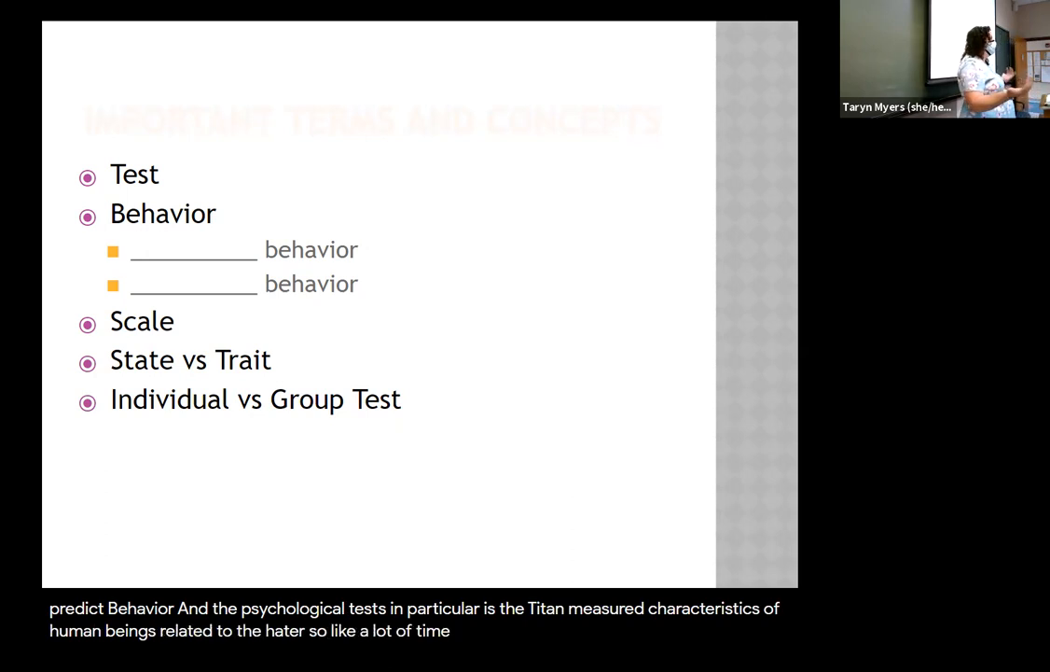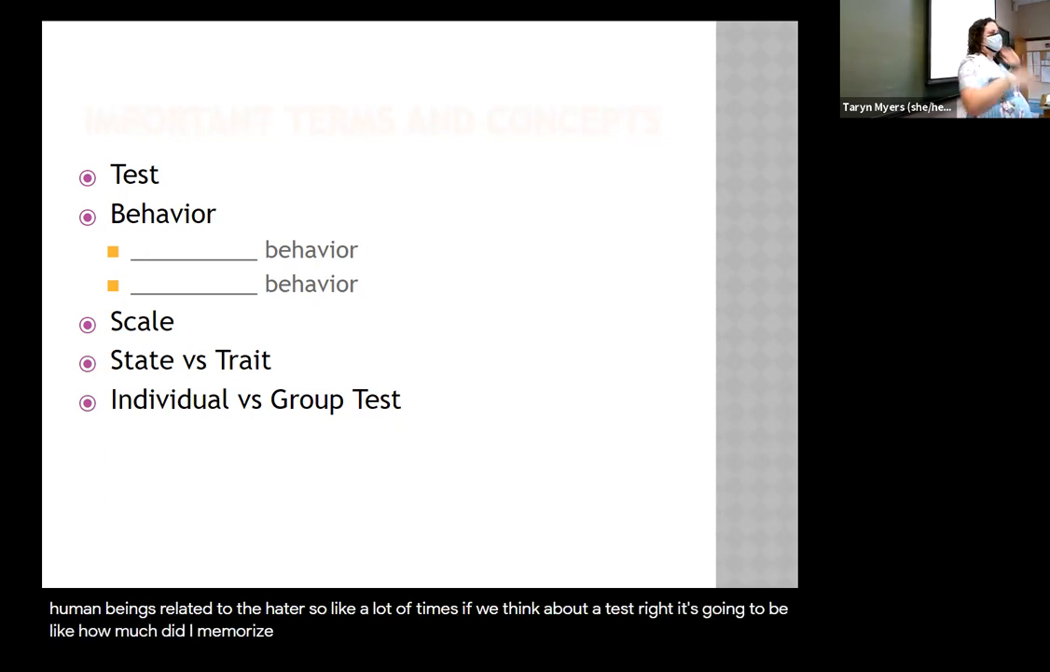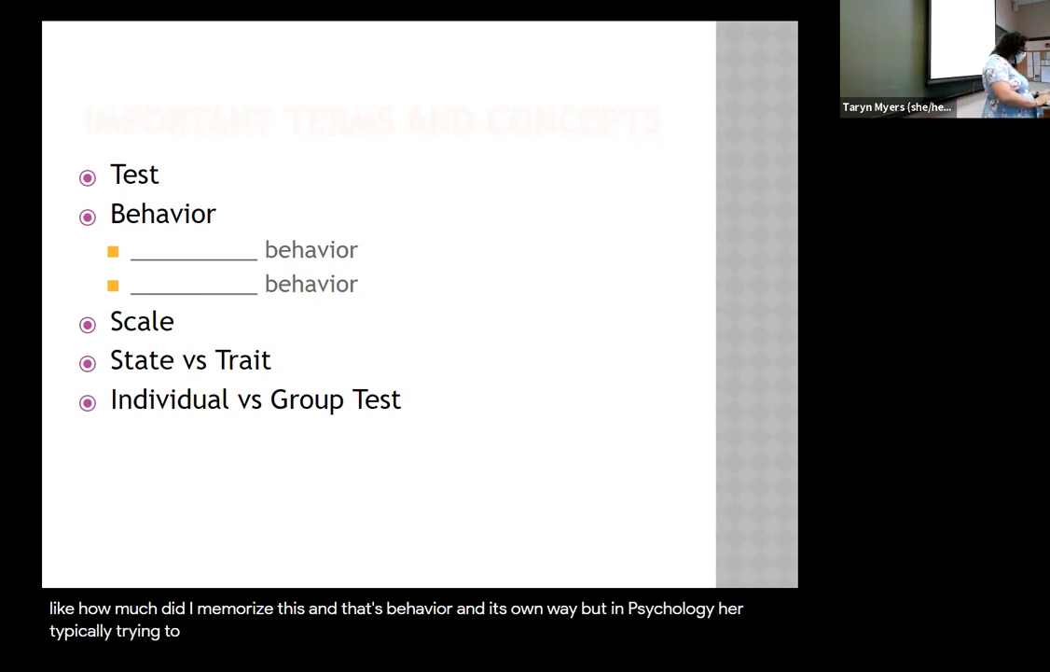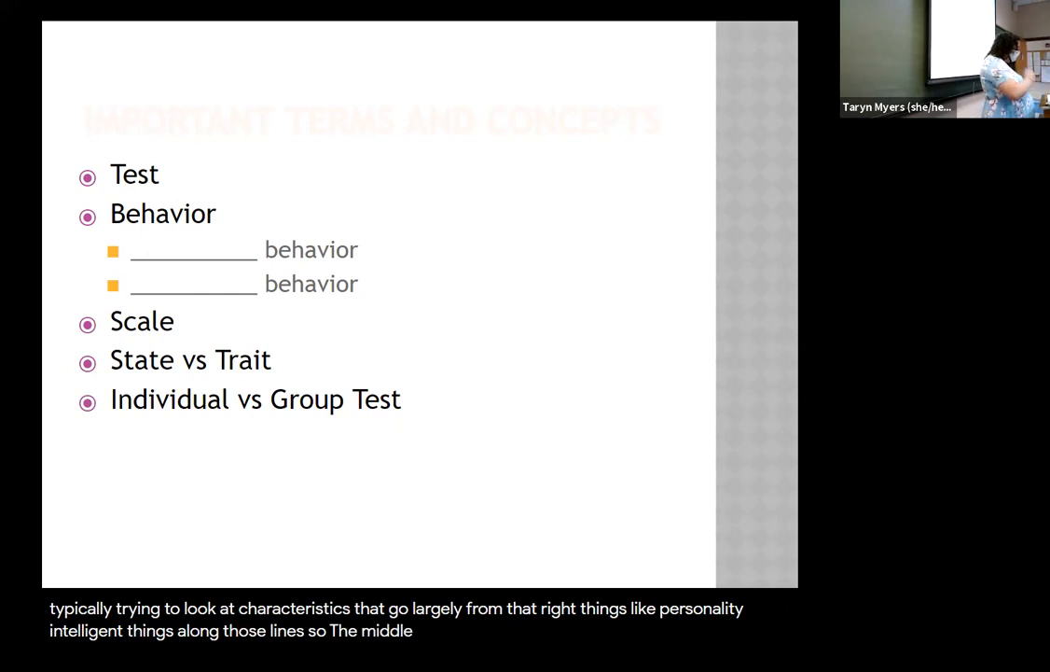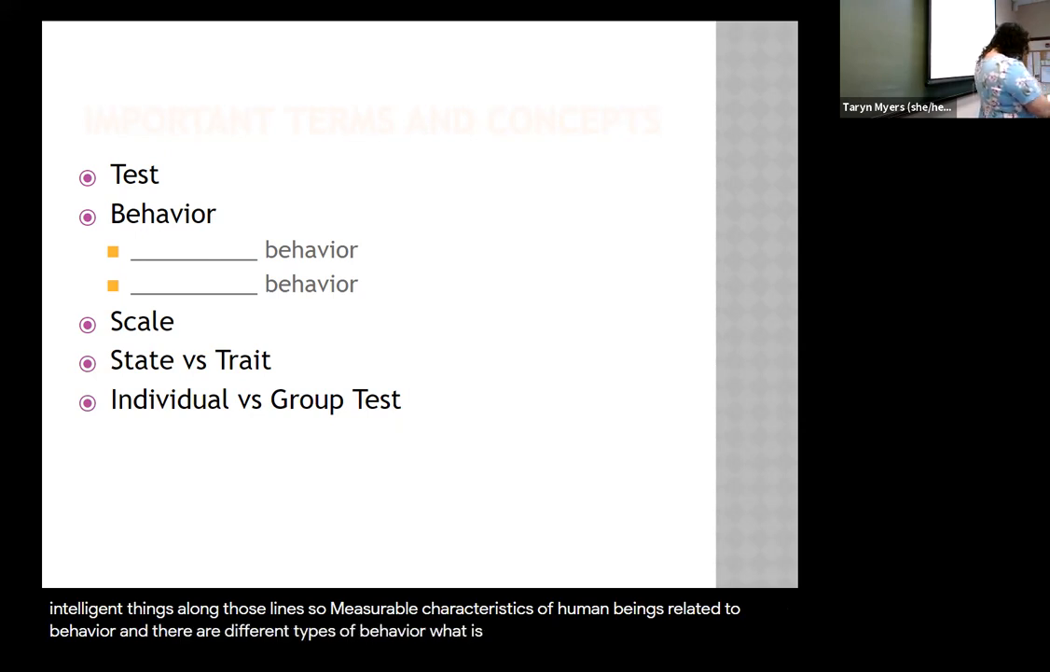A lot of times, if we think about a test, it's going to be like, how much did I memorize this? And that's behavior in its own way. But in psychology, we're typically trying to look at characteristics that go larger than that, things like personality, intelligence, things along those lines. So that gets us to measurable characteristics of human beings related to behavior. And there are different types of behavior. One is overt, O-V-E-R-T, and one is covert, C-O-V-E-R-T.